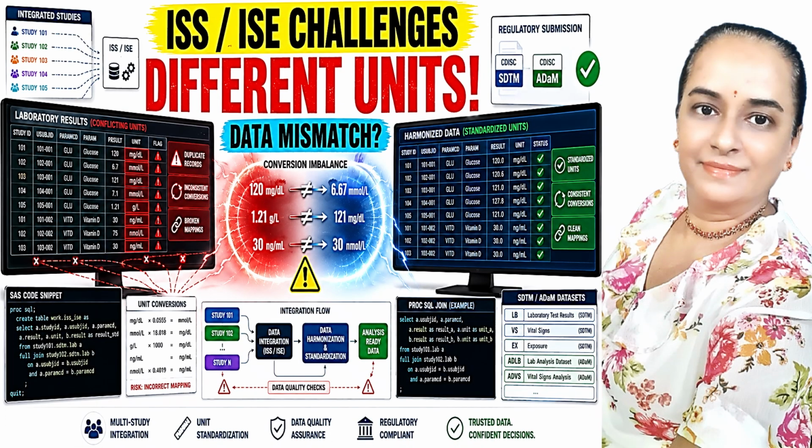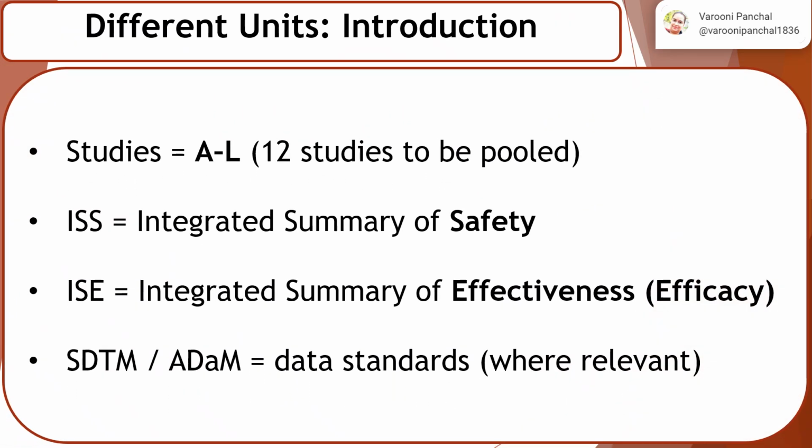SAS programming challenges in ISS and ISE studies having different units. Now here the studies I will consider A to L, which is 12 studies to be pooled. ISS is integrated summary of safety. ISE is integrated summary of effectiveness and efficacy. SDTM and ADaM data standards wherever relevant.